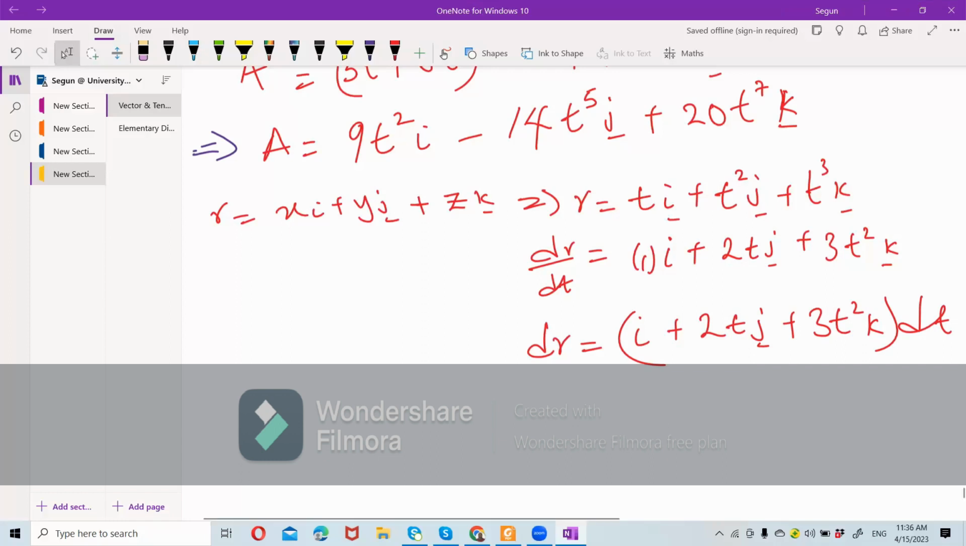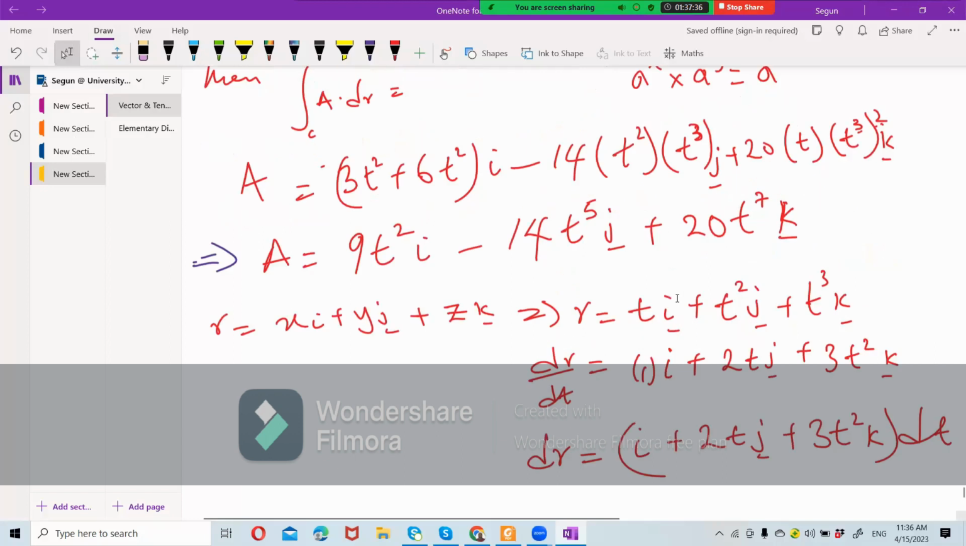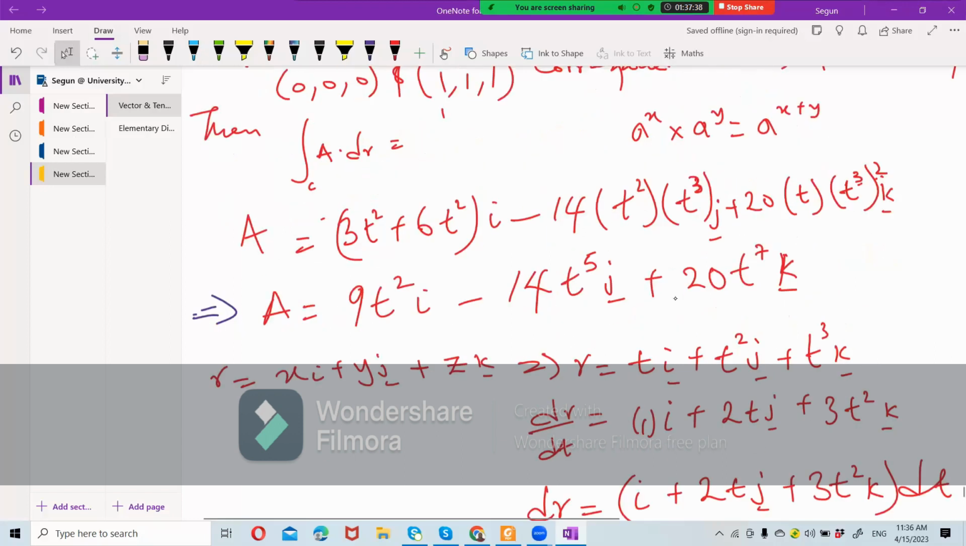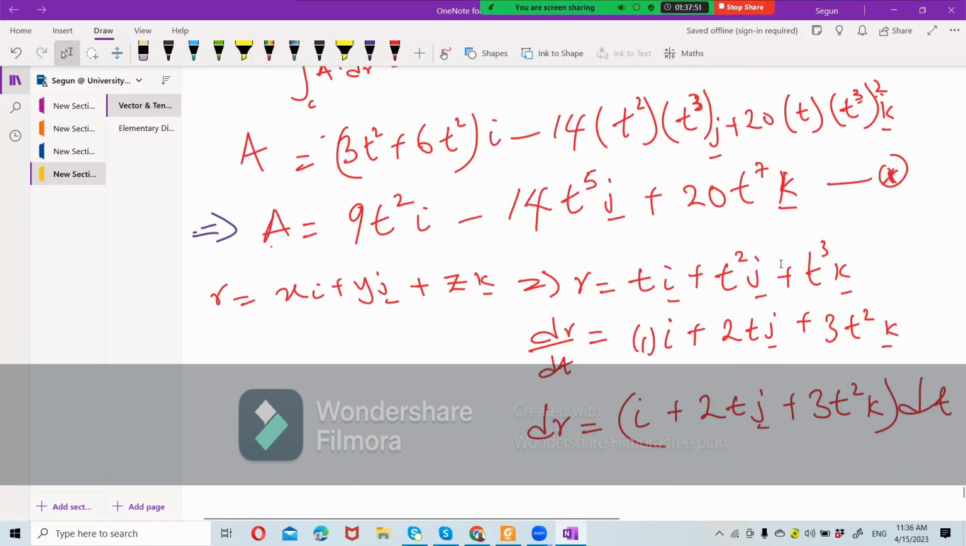So it simply means going by this, I can now go back to this formula. Remember, we have the A. You have A here now. This is my equation 1, or equation star, and equation star star.